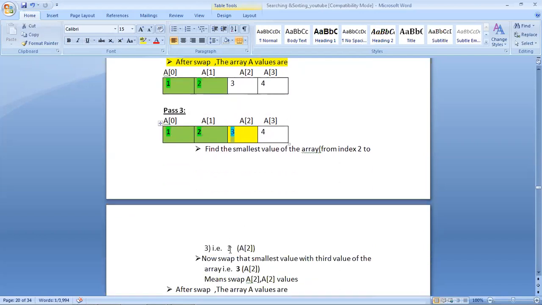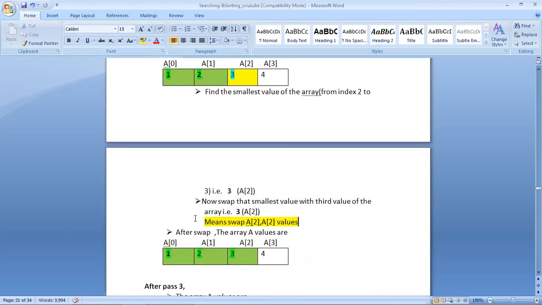We have to swap that smallest value with the third value of the array. What is the third value of the array? According to the array, it contains 3, the same value. So that is A of 2. So we have to swap A of 2 comma A of 2. The third smallest value is at A of 2, and the third value's position is also A of 2. So we have to swap the third smallest value with the third value of the array.